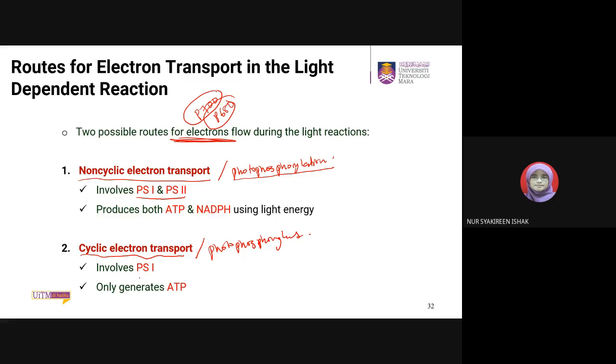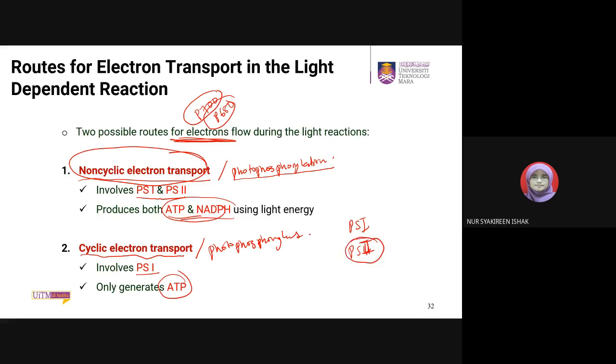As for cyclic, it only involves photosystem 1. For non-cyclic, it produces both ATP and NADPH that will be used for the Calvin cycle. For cyclic, it only produces ATP molecules. So kalau tengok kat sini, for photosystem 1 and photosystem 2, dalam non-cyclic electron transport, yang akan terlibat dulu adalah photosystem 2 dulu sebenarnya.